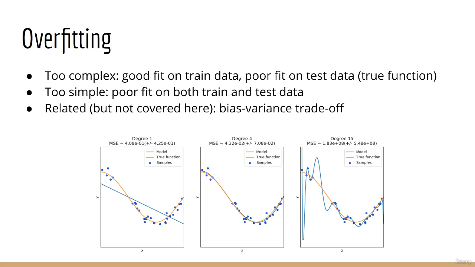You may also know this as the bias-variance trade-off, although this concept is outside the scope of this course. You're encouraged to check out the in-depth series if you're interested in learning more. So I hope that satisfies your intuition about why we need to have separate data for both training and testing.